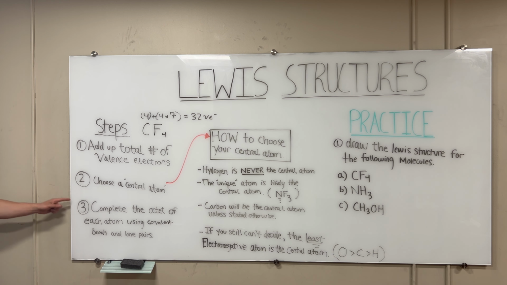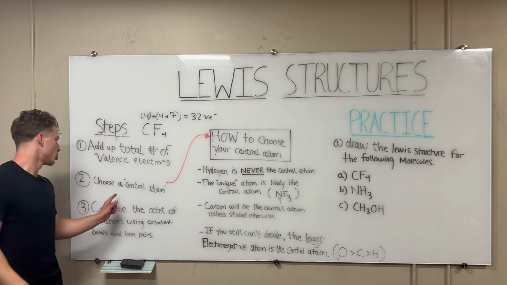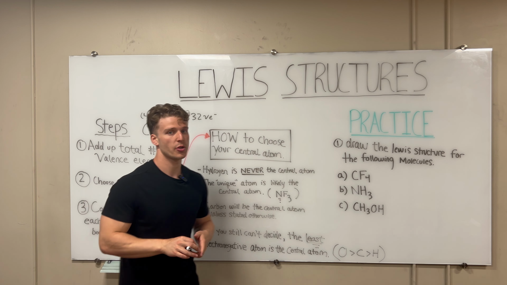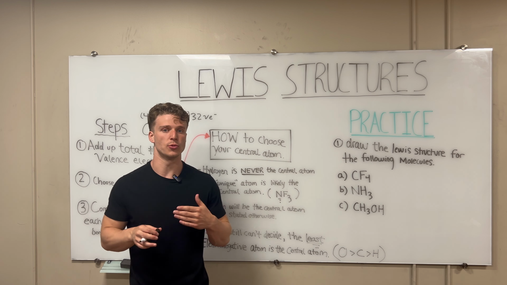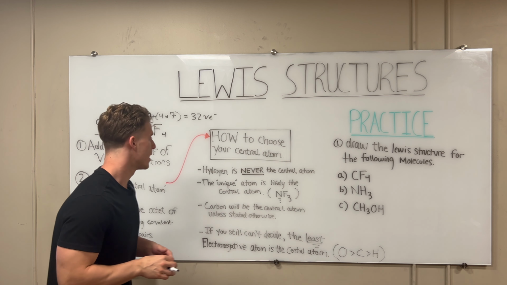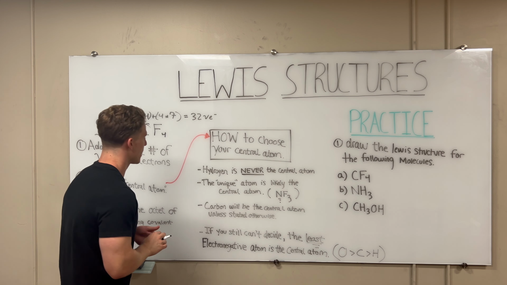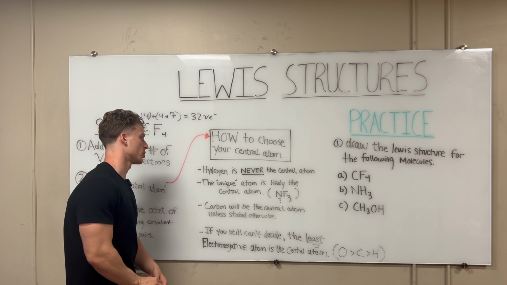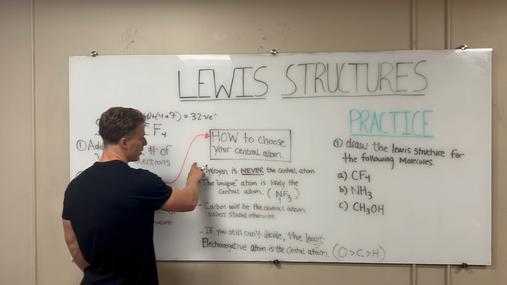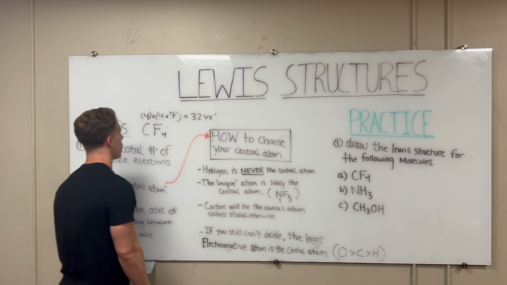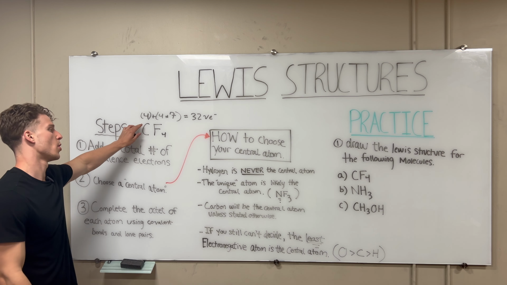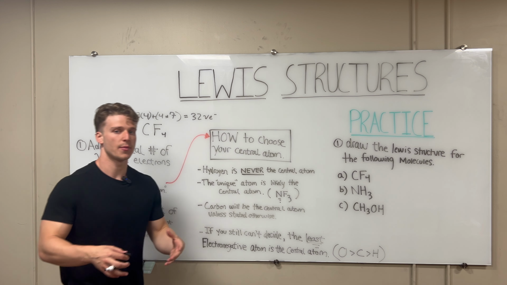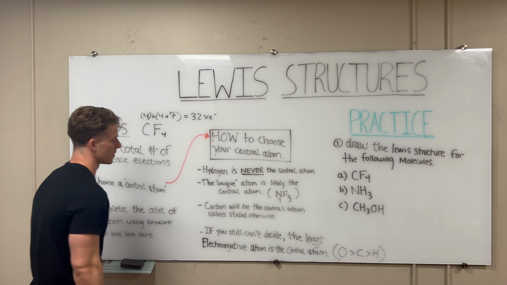So let's go to step number 2. Step number 2 says choose a central atom. Now it's really important that you can choose a central atom. This is something you're going to get better at with time as you keep drawing these out, doing more examples, right? So how to choose your central atom. Here are some tips that you can use to help you decide what atom is your central atom. So hydrogen is never going to be the central atom. So when you have a molecule, we don't have hydrogen in this molecule, but if you have hydrogen in something like NH3, hydrogen's never going to be your central atom.